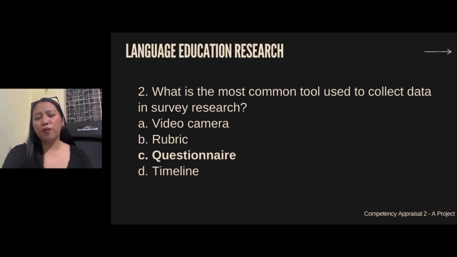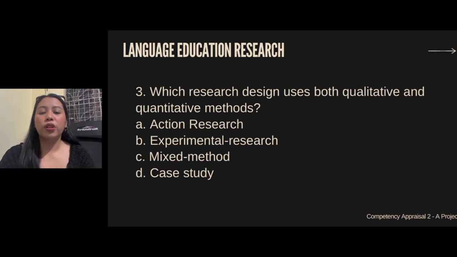Well, letter A, video camera, is used more in observation-based kinds of studies, while letter B, a rubric, is for assessing performance, not collecting responses, and letter D, a timeline, shows sequences of events, not survey answers. So number 3, which research design uses both qualitative and quantitative methods? Letter A, action research, B, experimental research, letter C, mixed method, and letter D, case study.